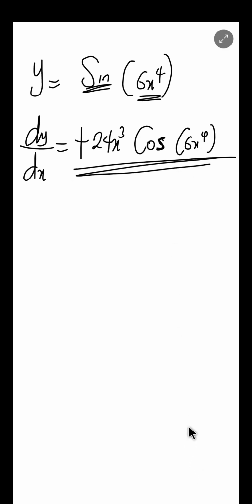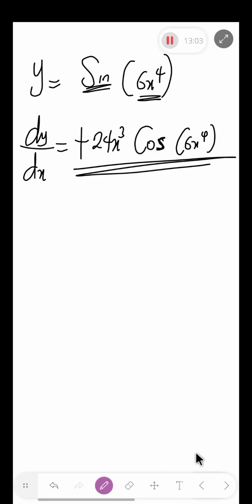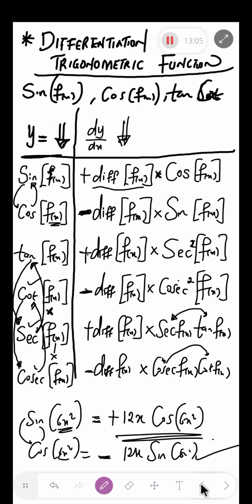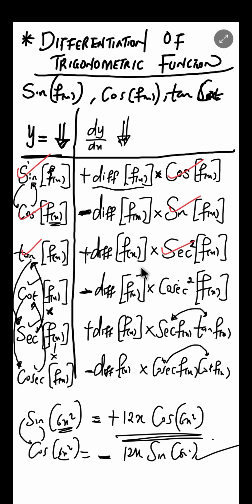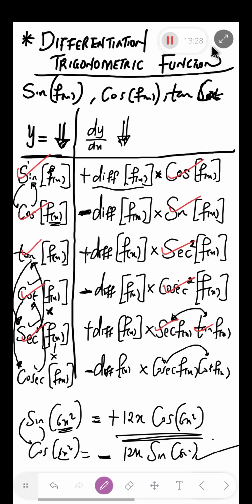So all I just need you to do is to memorize that table. This table is very, very important. For sine, you're expected to have cos after differentiating. For cos, after differentiating, it will turn to sine. For tan, after differentiating, it is sec square. For cot, after differentiating, it is cosec square. For sec, after differentiating, is the combination of sec and tan. Remember, and so on and so forth. So that's how it works.